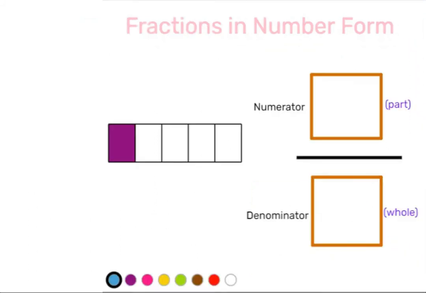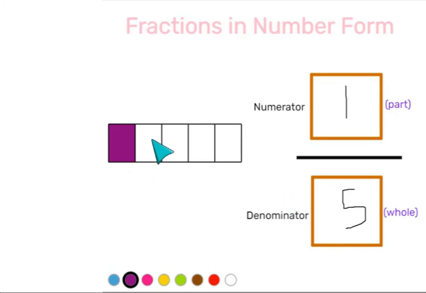One more example. Here we have a rectangle split into 5 equal parts. One part is colored. We know that this part is called a fifth, but how do we write that in number form? Well, how many parts are colored? 1. And how many total parts are in the whole? 5. And that is our fraction, 1/5.